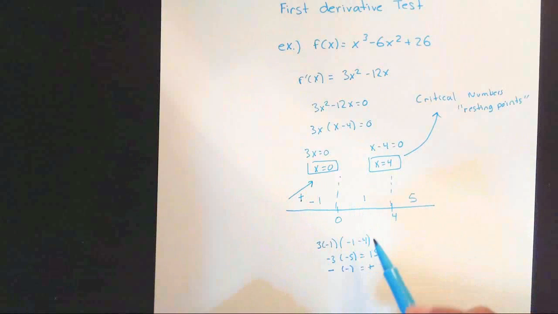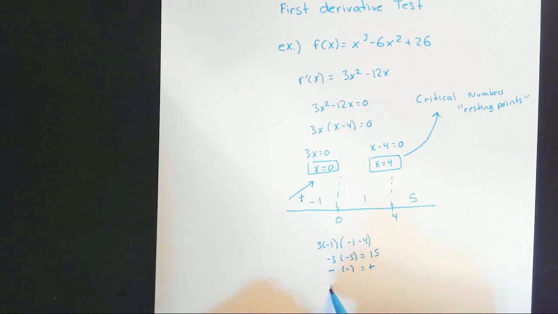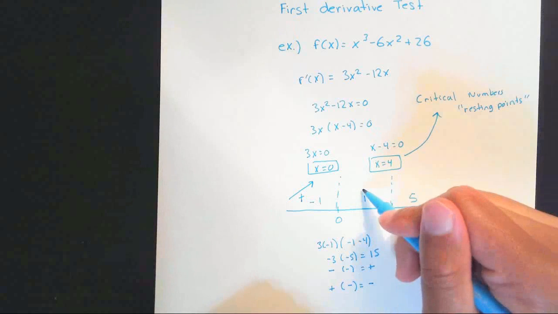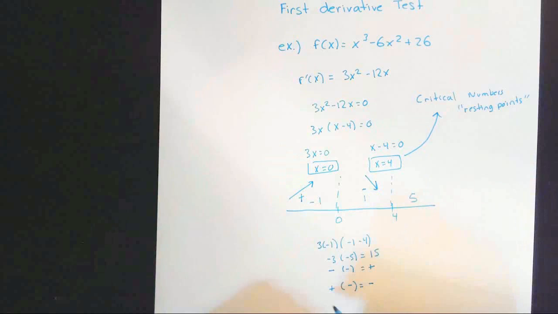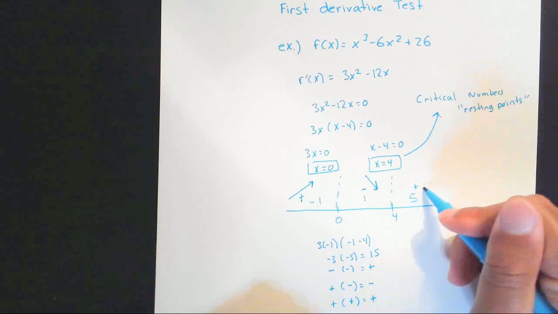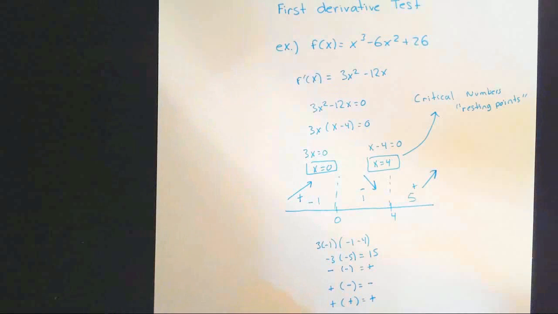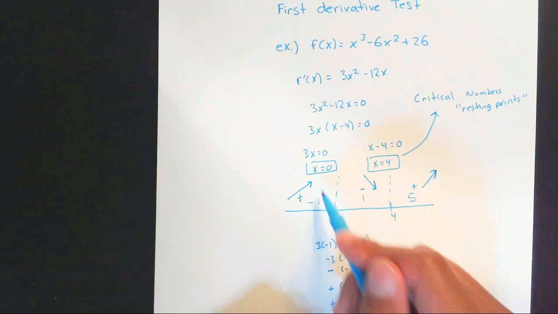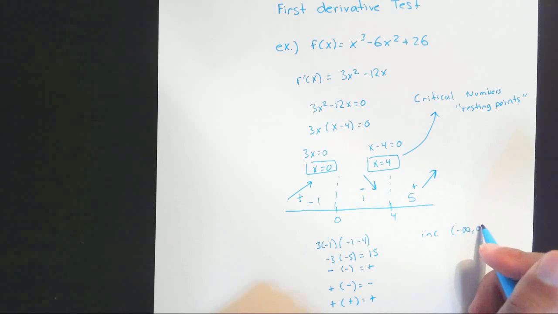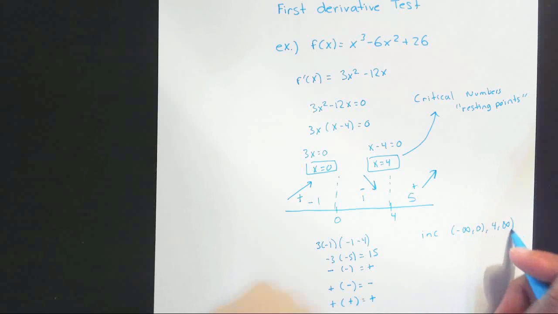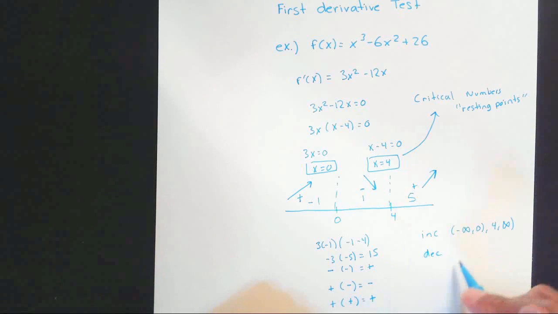So let's plug in 1. 3 times 1, positive. 1 minus 4, negative. Positive times a negative is negative, meaning the interval between 0 and 4 is going to be decreasing because it's negative. Then do the same thing for 5. Positive, positive, positive, meaning it's increasing. Now what you just found were the intervals of increasing, decreasing. So because it's rising from -infinity to 0, that means it's increasing from -infinity to 0 and from 4 to infinity. And it's decreasing from 0 to 4.